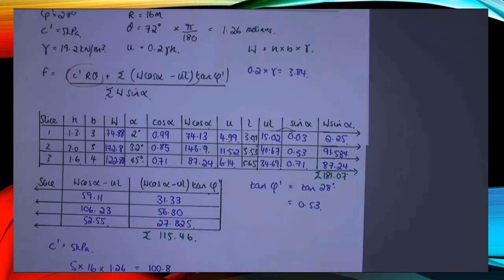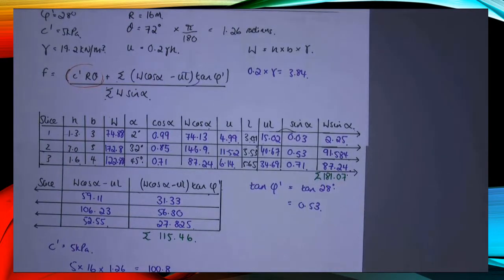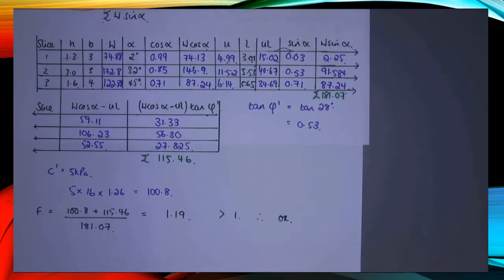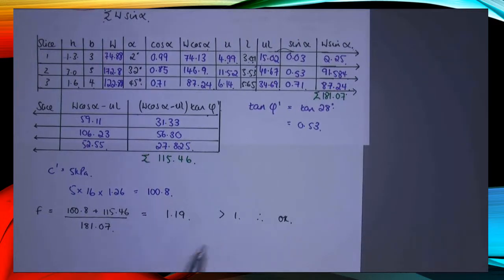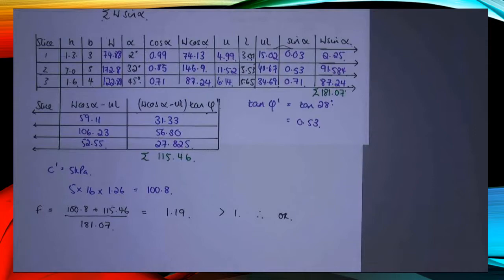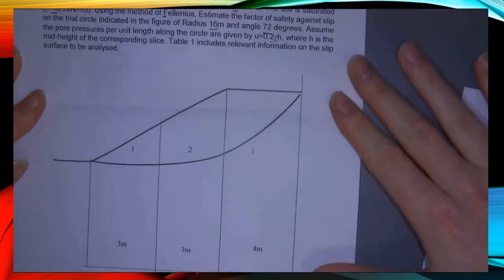This is greater than 1 and therefore could be considered safe. However, what you do want to be cautious of is that just because it's greater than 1, ideally you want a value between 1.2 and 1.4 to truly consider it a safe and stable slope. And that is how we calculate the stability of this slope shown previously using the Fellenius method as stated.